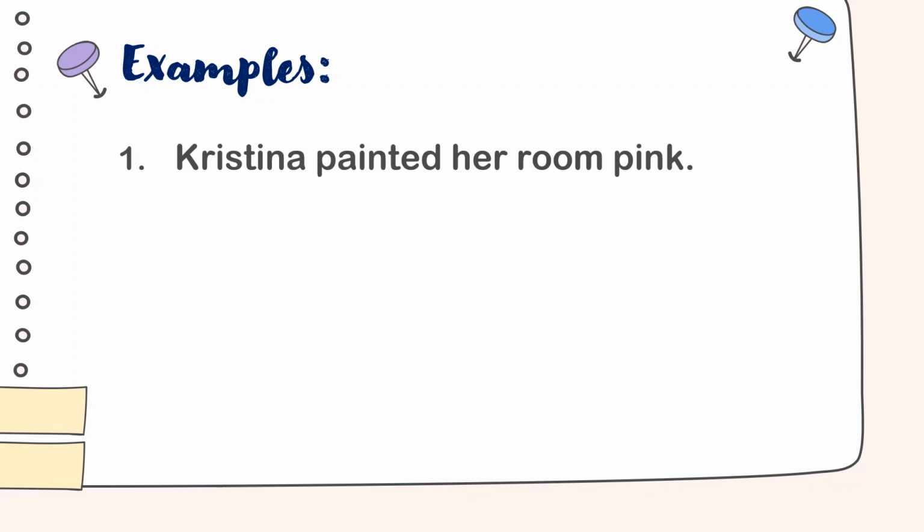Christina painted her room pink. Christina, room, and pink are the nouns in the sentence. Can you categorize them all? Alright, Christina is the subject in the sentence. Room is the direct object because it receives the action of the verb painted. And it answers the question, what did Christina paint? The answer is Christina painted her room. Lastly, pink is the object complement because it completes the information about her room.